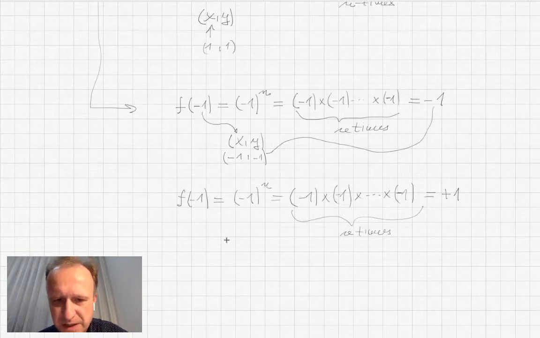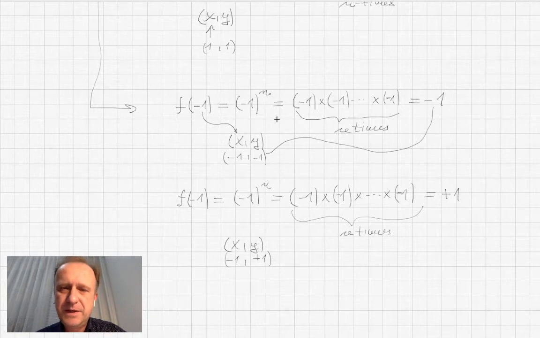Okay, so this means that the point with coordinates x and y should be on the graph, and x in our case is -1, while y is +1. Okay, so this should explain this. The reason for that is that the properties of power functions, or the properties of powers, tell us that this should be so.